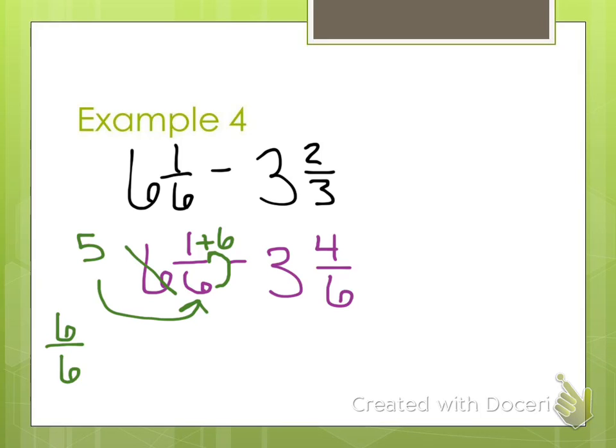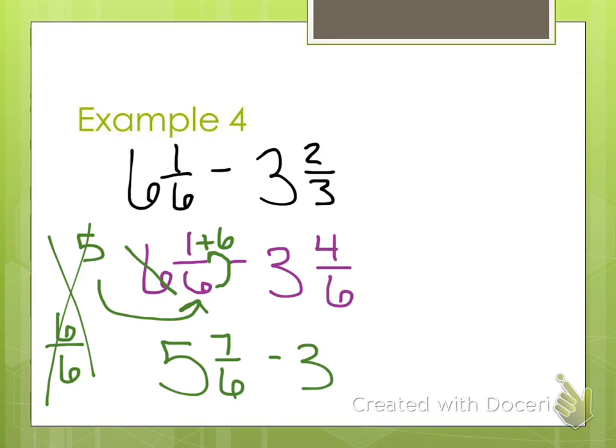So now my new fraction, and you don't have to write all this over to the side on your homework, I'm just kind of showing you, my new fraction is 5 and 7/6. You don't have homework tonight. 5 and 7/6 minus 3 4/6, which equals 2 3/6, which reduces to 2 1/2.